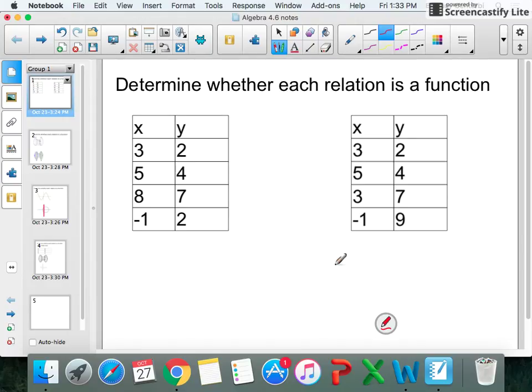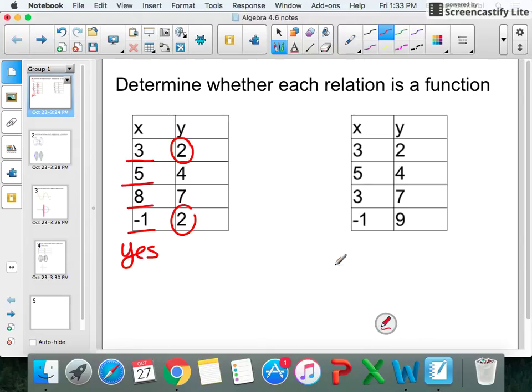In the first table we have (3, 2), (5, 4), (8, 7), and (-1, 2). Those are our points. Again, we want to make sure that x is not repeating. So I've got a 3, a 5, an 8, and a -1. Since x does not repeat, it is going to be a function. It doesn't matter that there are two 2's here because the y's can repeat, just the x's cannot. So yes, this is a function.